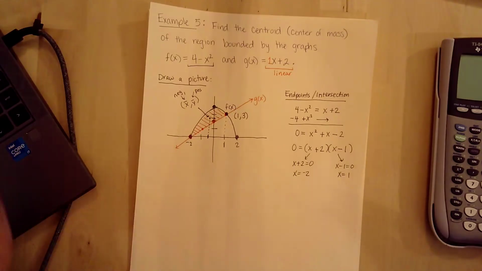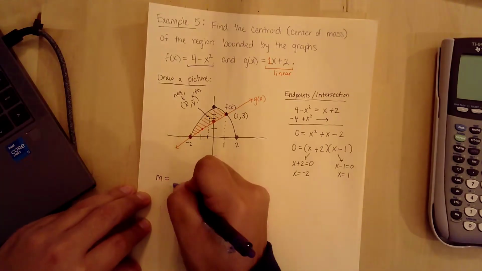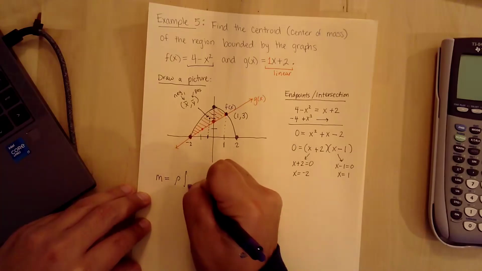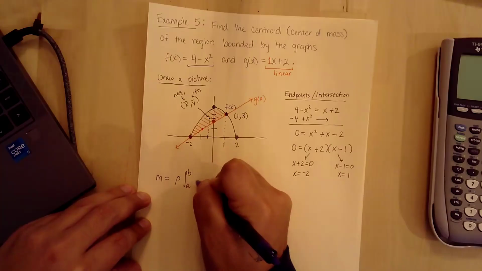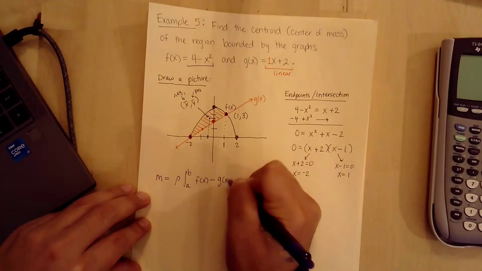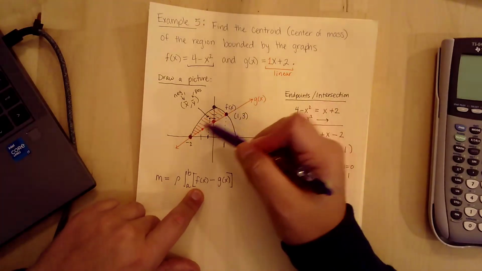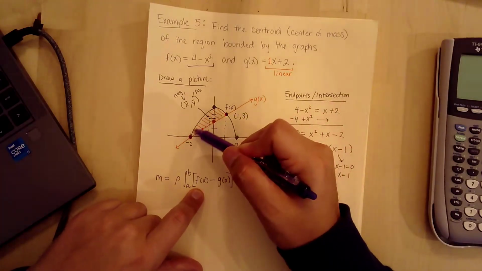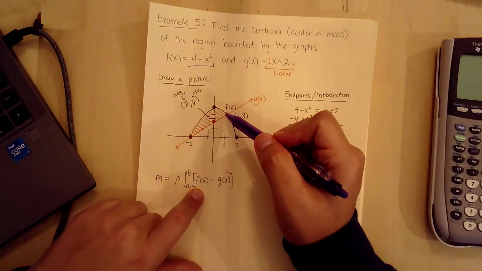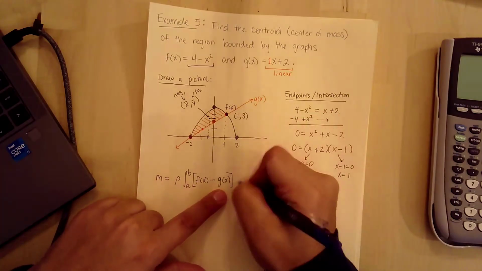Okay. But in any case, we need to find the mass of the system. So the total mass of the system, if we go back to the drawing board, is going to be rho times the integral from a to b of the area. So that's going to be f of x minus g of x. And be very careful here. In this problem, it just so happened that f of x, the parabola, is the upper or top function, right? But if f of x were the bottom function, then we would have to do g of x minus f of x. Okay, so just watch out for that.